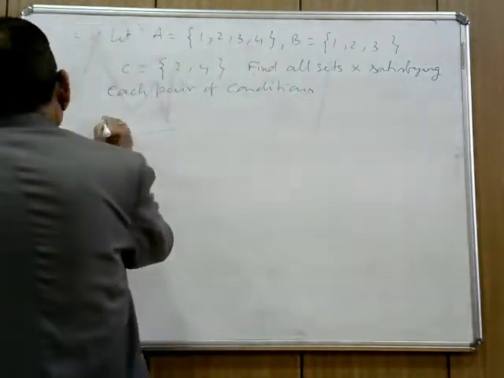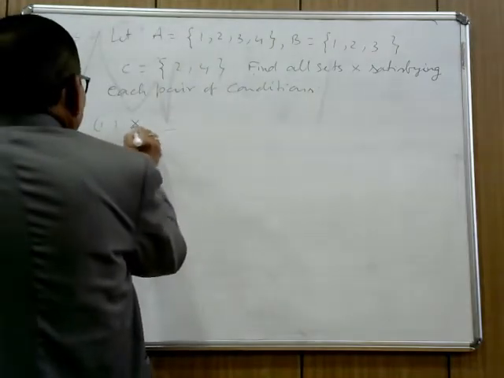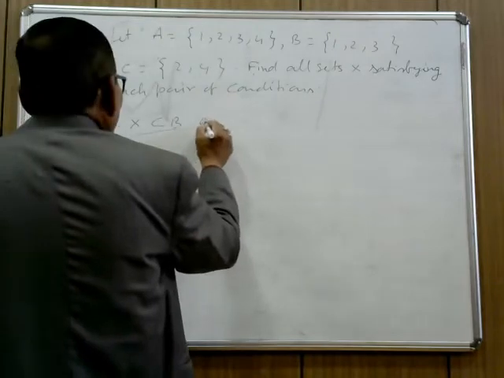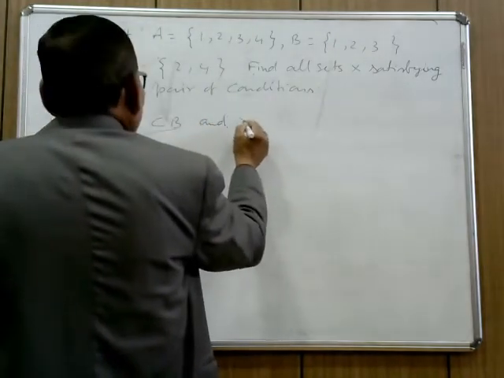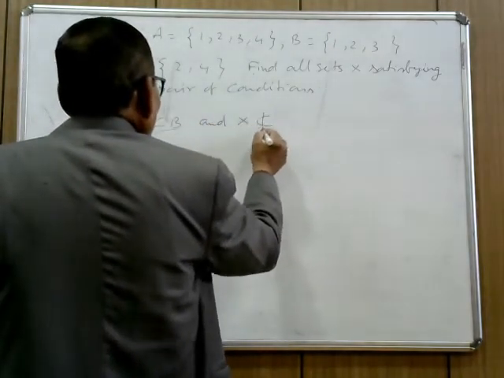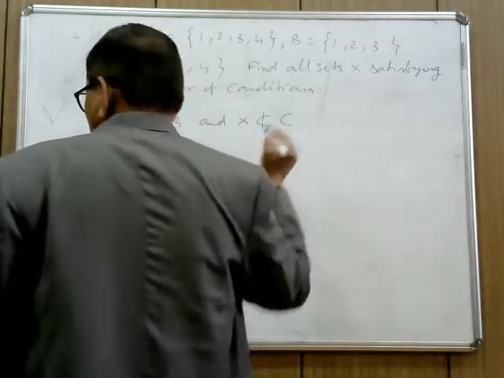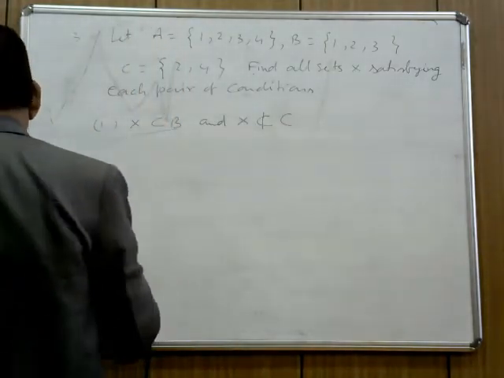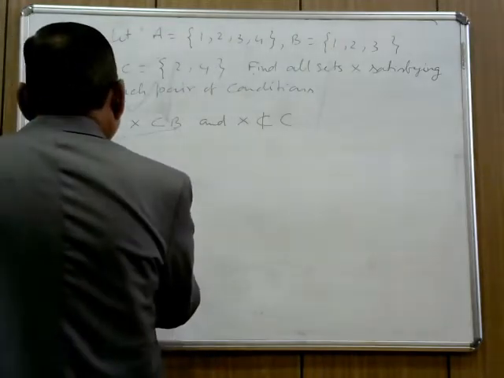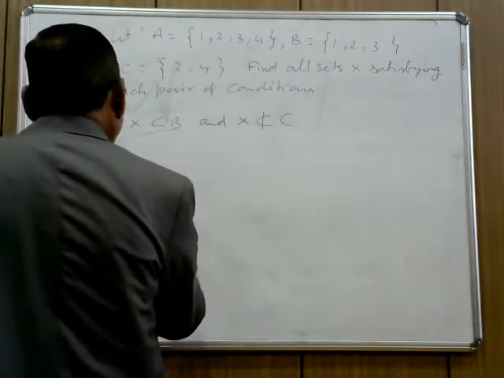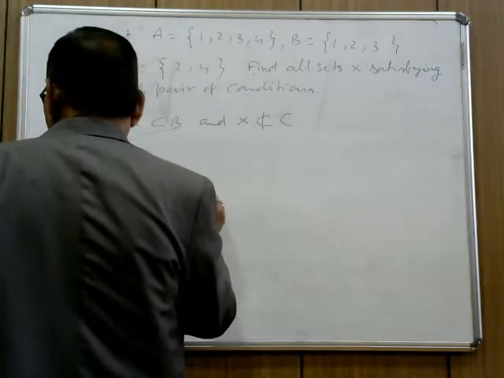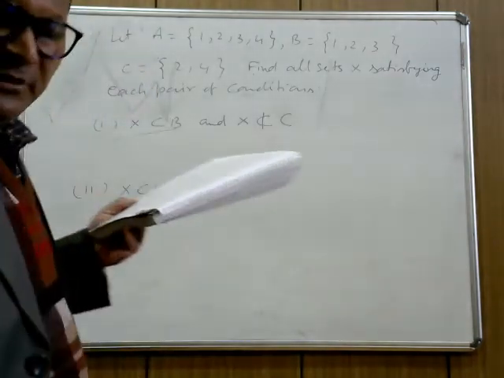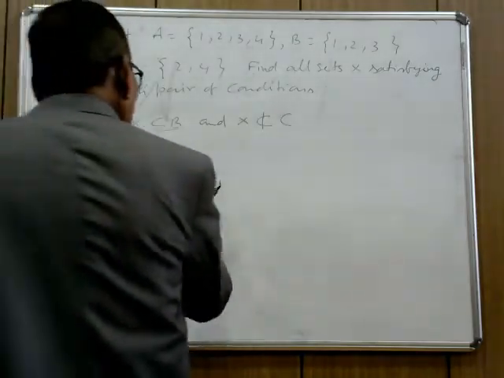Number 1. X is a subset of B and X is not a subset of C. This is the first part. Now the second part. X is a subset of B and X is not equal to B.